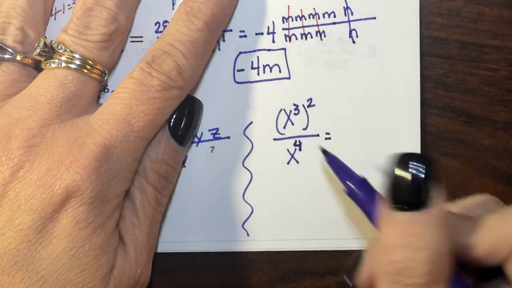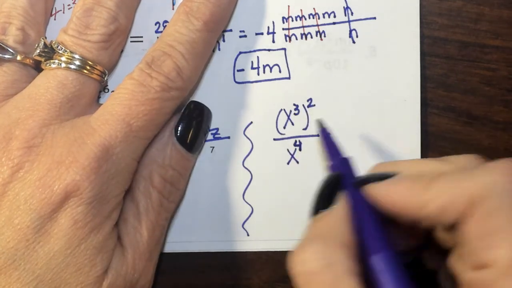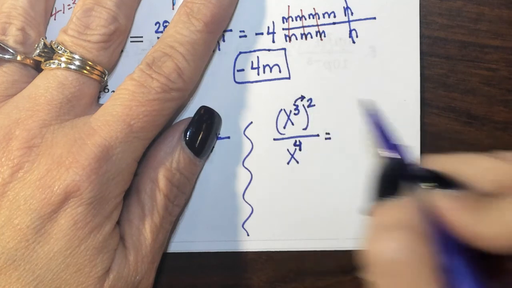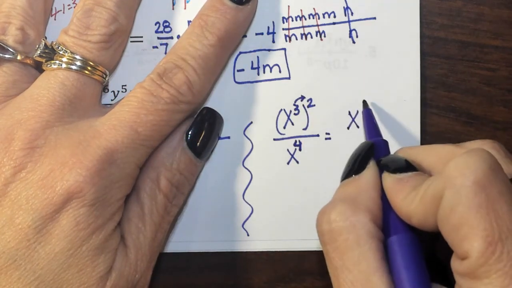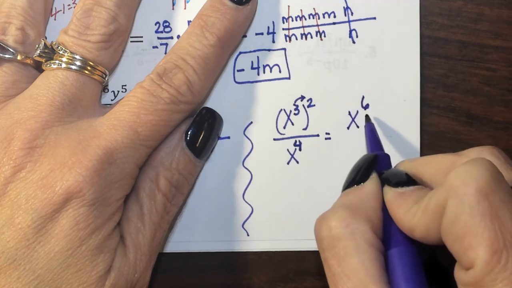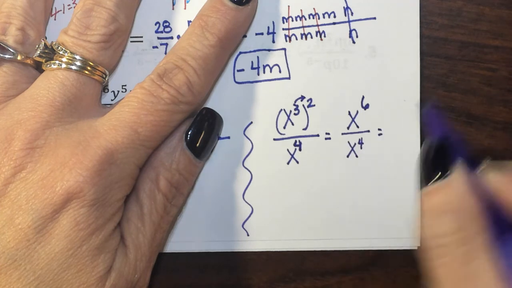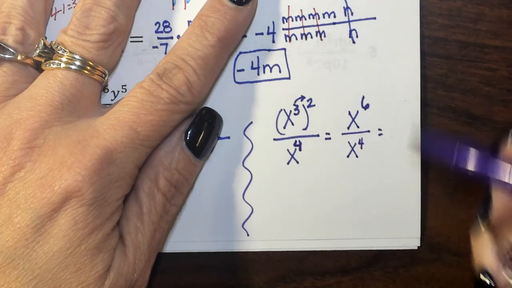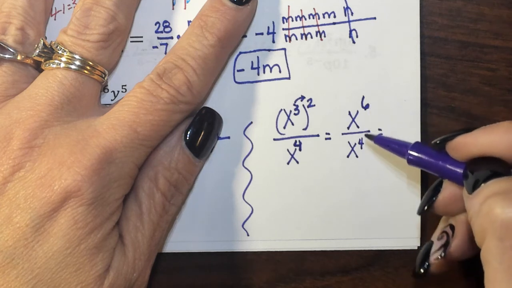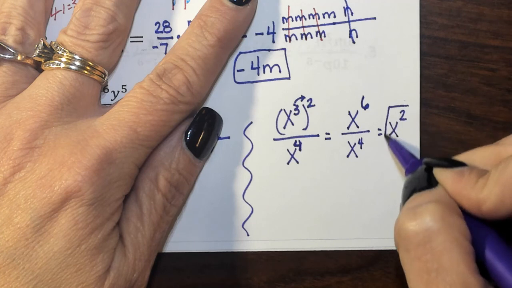Okay, let's do parentheses first. You know PEMDAS, parentheses first. So a power to a power, we multiply. So that would be x to the sixth. Over, we still have x to the fourth. Well, 6 x's on top, 4 on bottom. Mark them off where they match up. Or 6 minus 4 is x squared.